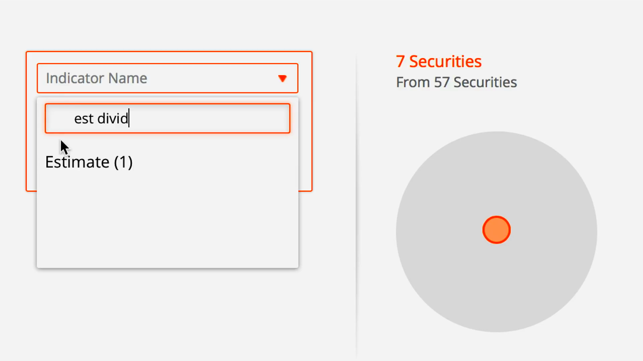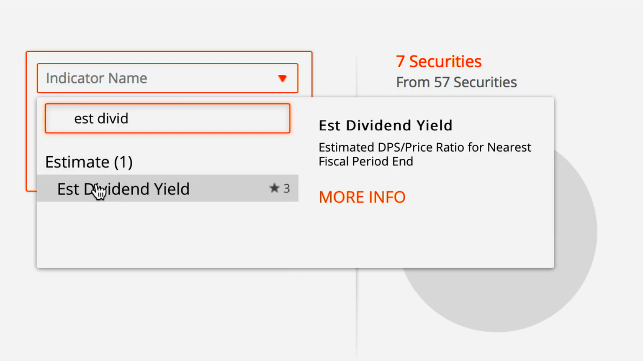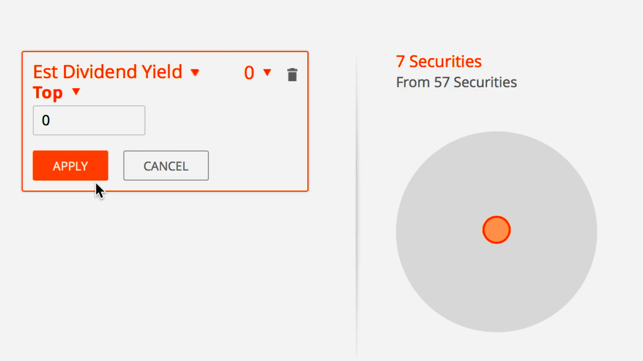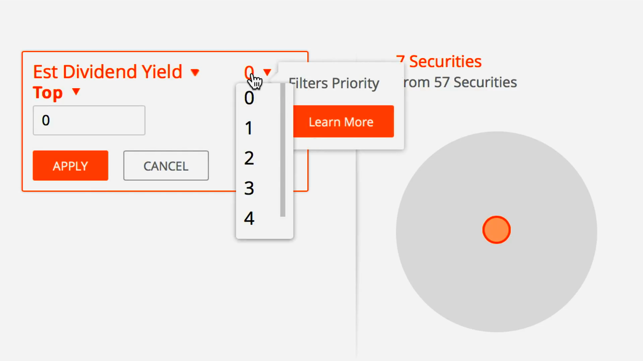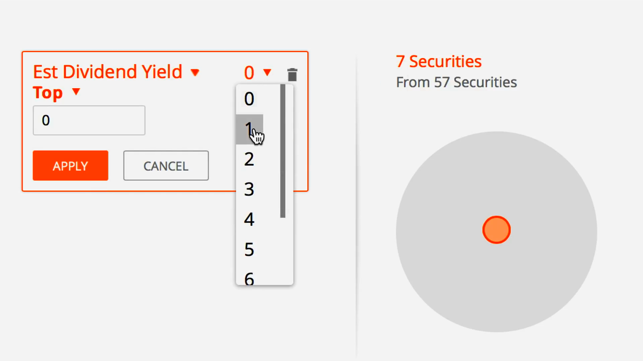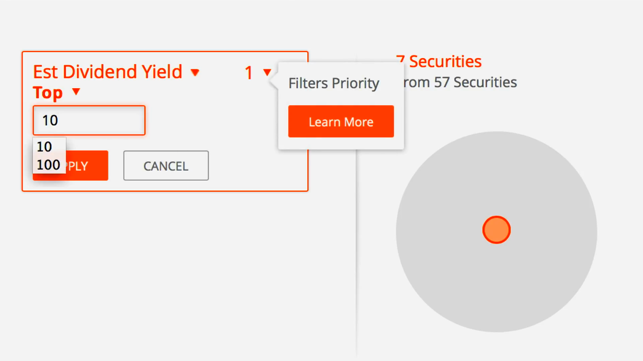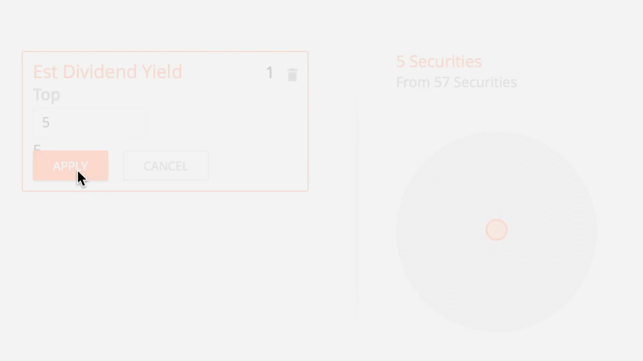We need the estimate dividend yield indicator. In order to set this filter correctly, we have to give it lower priority than the previous filter, so that one is applied after the other. To learn more about setting priorities for filters, click the Learn More button.